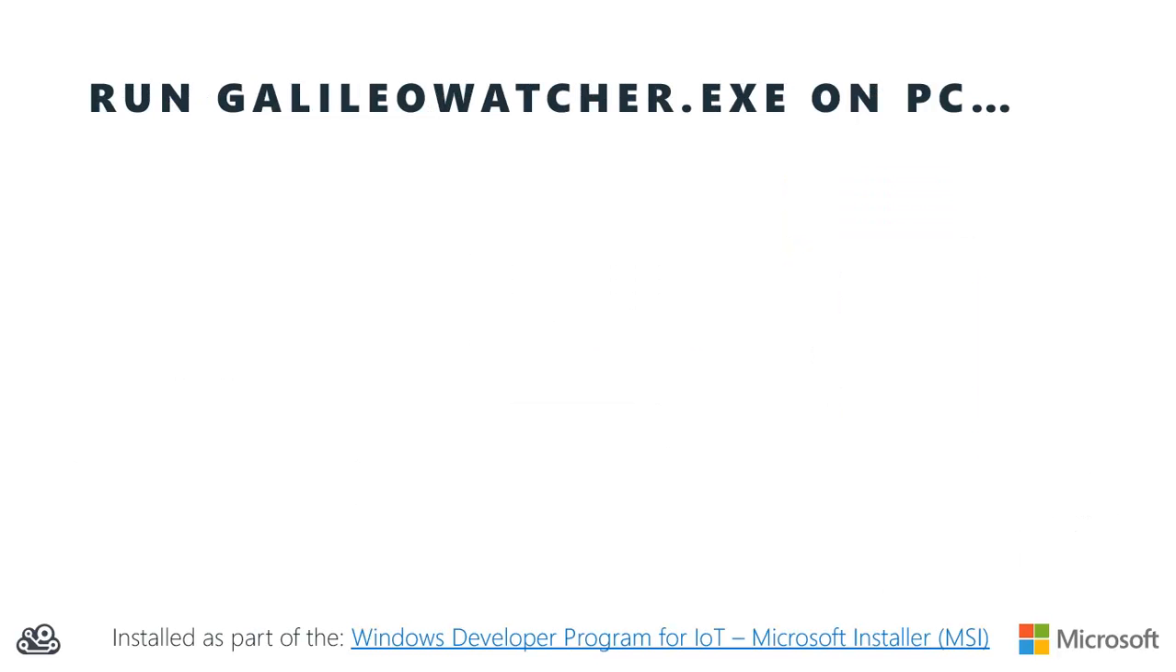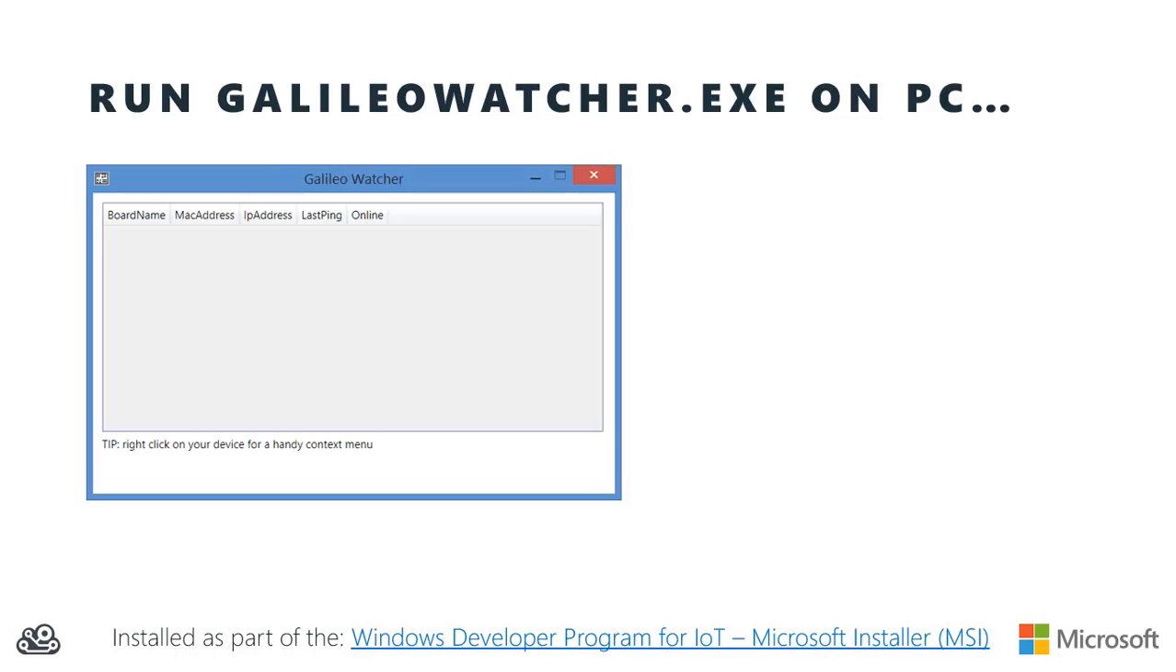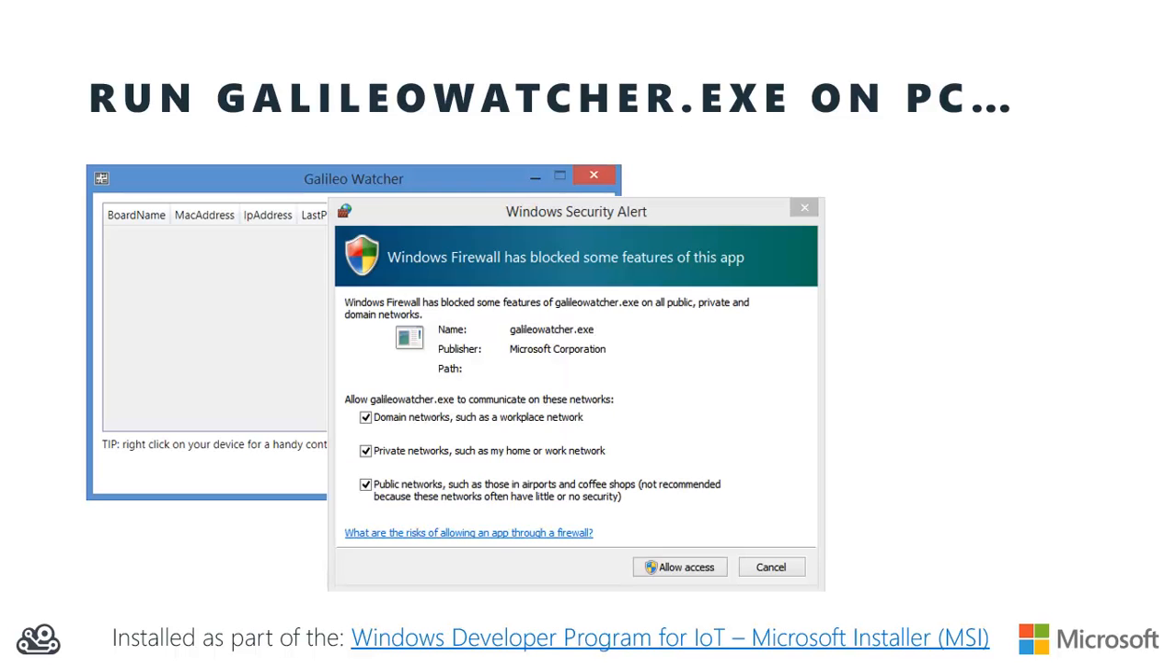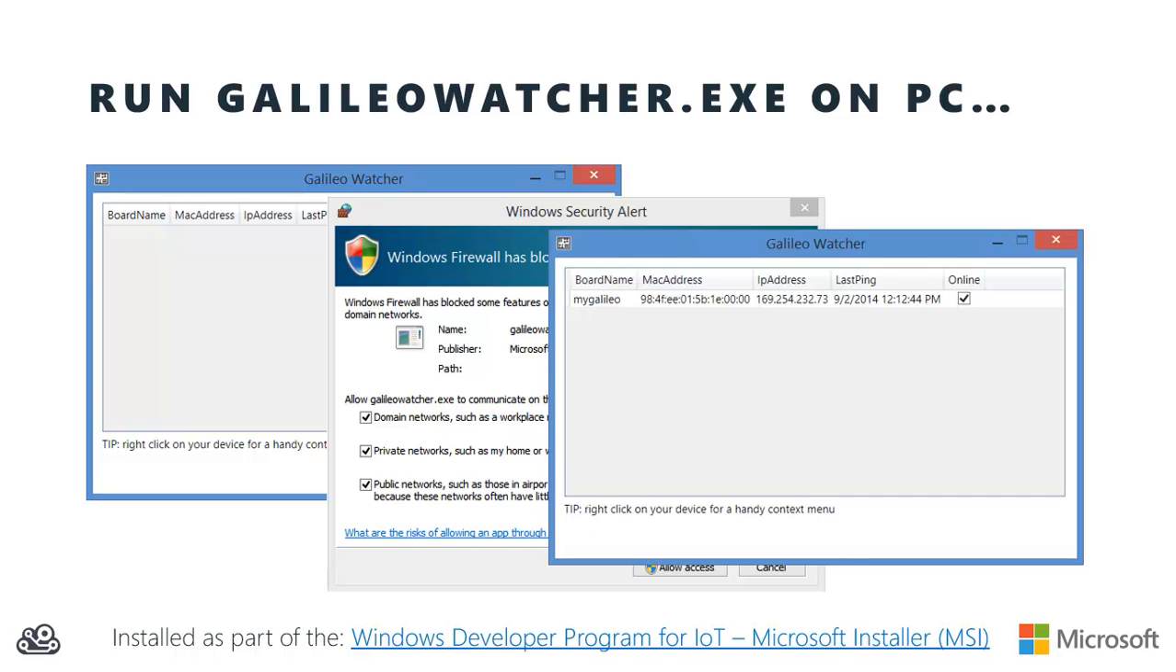Once that SD card light has stopped flickering over on your Galileo, back over on your host PC, you can run that Galileo Watcher executable. Remember, that got installed with that installer that we talked about downloading previously. Now, the first time you run it, it's going to show up empty, and in fact, it's probably going to prompt you to enable a firewall rule to allow this to talk to the network. So it's helpful the first time if you go ahead and run Galileo Watcher as administrator. But go ahead and allow those firewall rules, and then eventually the Galileo Watcher should detect your Galileo out there on the network.